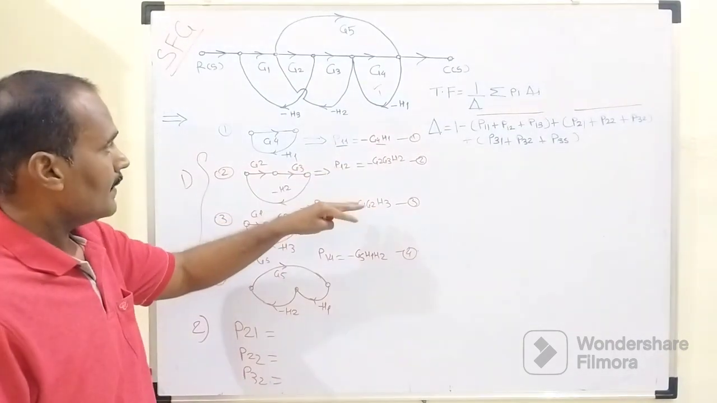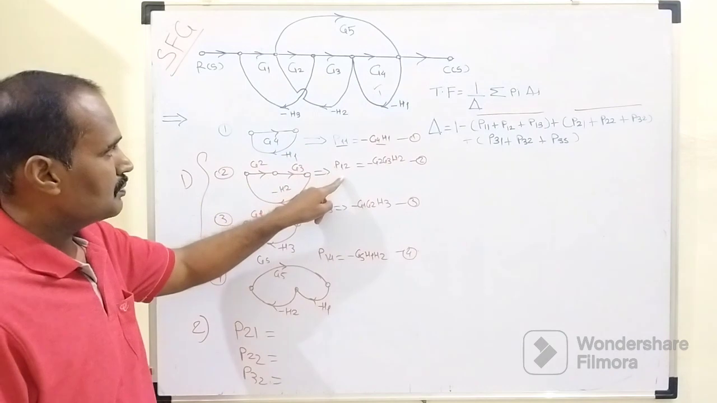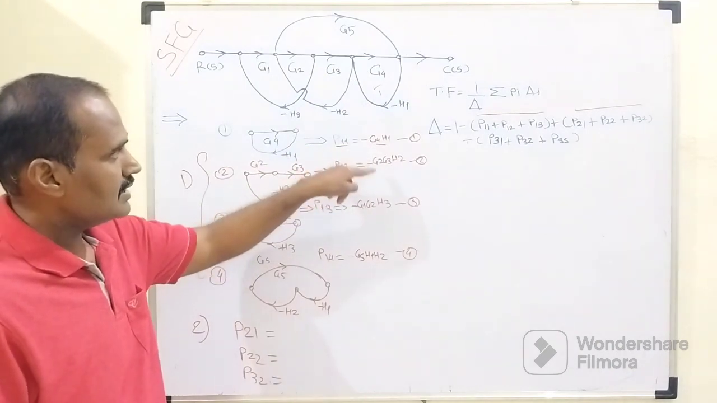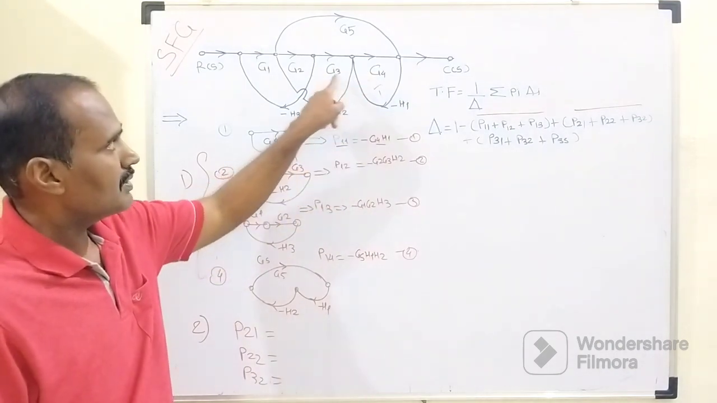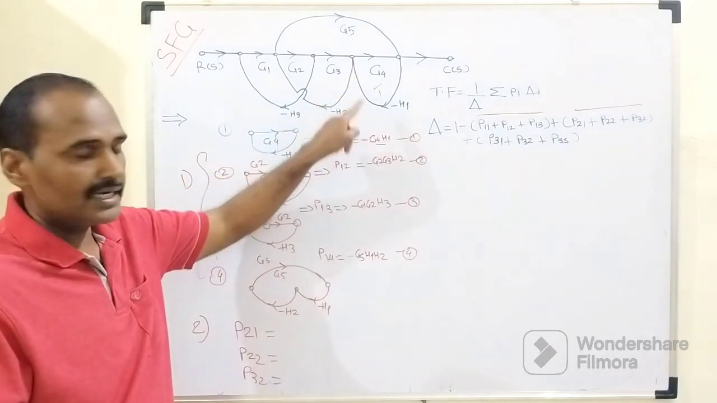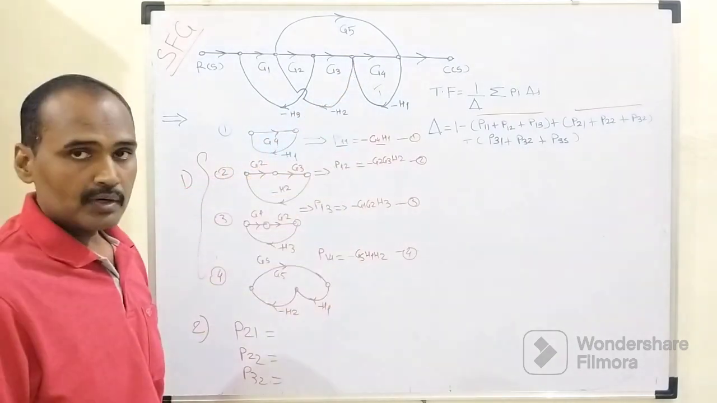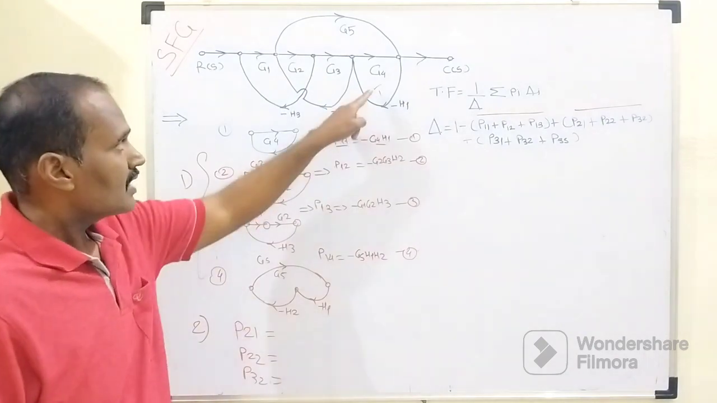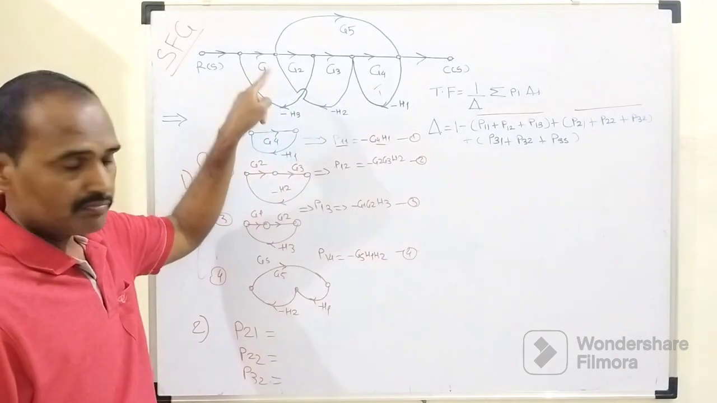When we compare loop number 1 and loop number 2, obviously, as they are sharing the same node, we cannot say that these two are non-touching loops. But when we compare the first loop and the third loop, right?